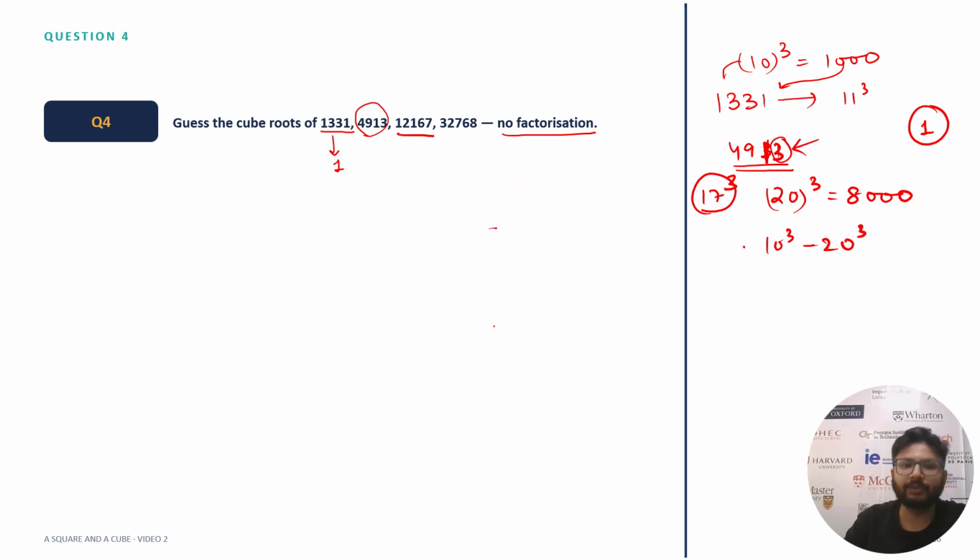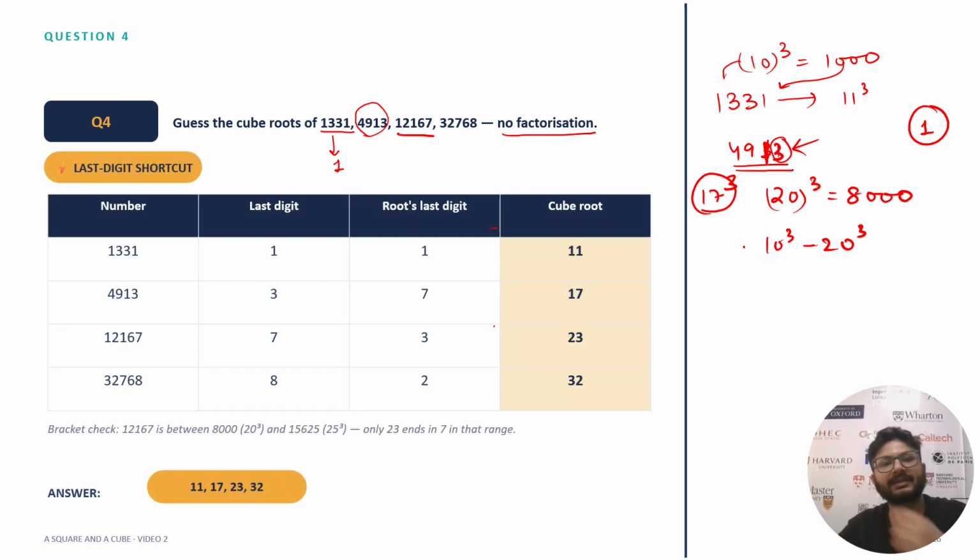Same goes for 12167 and 32768. So it is going to give the same thing. We have discussed for these two. Same goes for 12167. It should be in between 20 to 30, and 32768 should be in between 30 to 40. Okay.